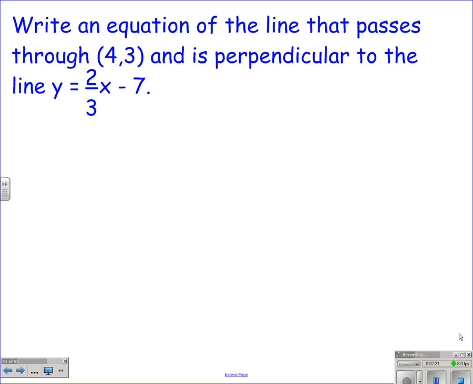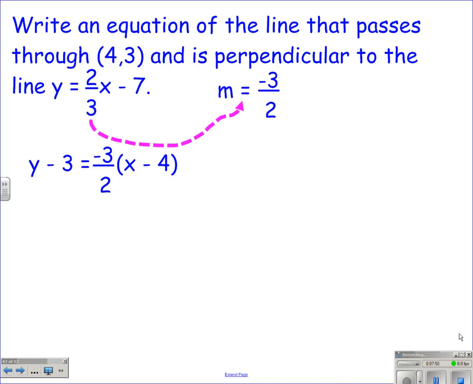Let's write an equation of the line that passes through (4, 3) and is perpendicular to the line y equals 2/3 x minus 7. Again, we need to come up with what the slope is going to be when lines are perpendicular. If our slope is 2/3 in our original equation, then we need the slope to be -3/2. Remember the negative reciprocal for slope.